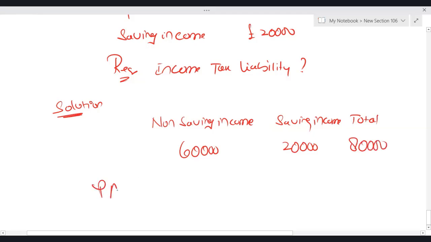Now, personal allowance. Always remember the sequence of utilizing the personal allowance. First, we utilize the personal allowance against the non-saving income. After that, if you don't have non-saving income or you have very little non-saving income and still personal allowance is left, then we utilize the personal allowance against the saving income. And if still personal allowance is left, then we utilize it against the dividend income. So the normal sequence is, first non-saving income, then saving, and finally dividend income.